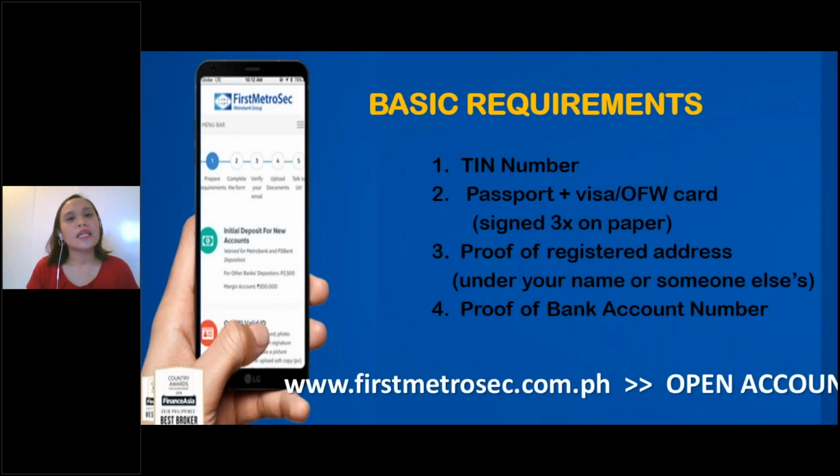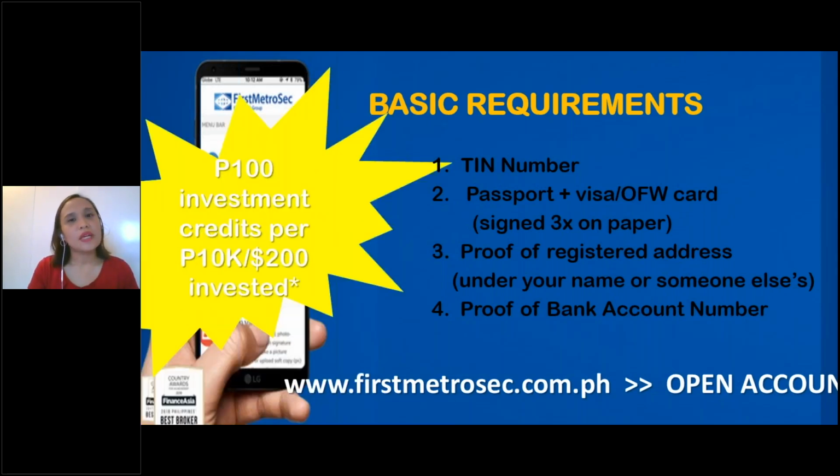Okay? And if you want to start, the basic requirements lang is a TIN number, passport, and visa, proof of your registered address, and your proof of bank account. And for the OFWs who will start investing, we have a 100 peso investment credits per 10,000 or $200 invested. So these are for accounts that you open between April 15 to May 31, 2020. Okay, so we look forward to receiving your applications.